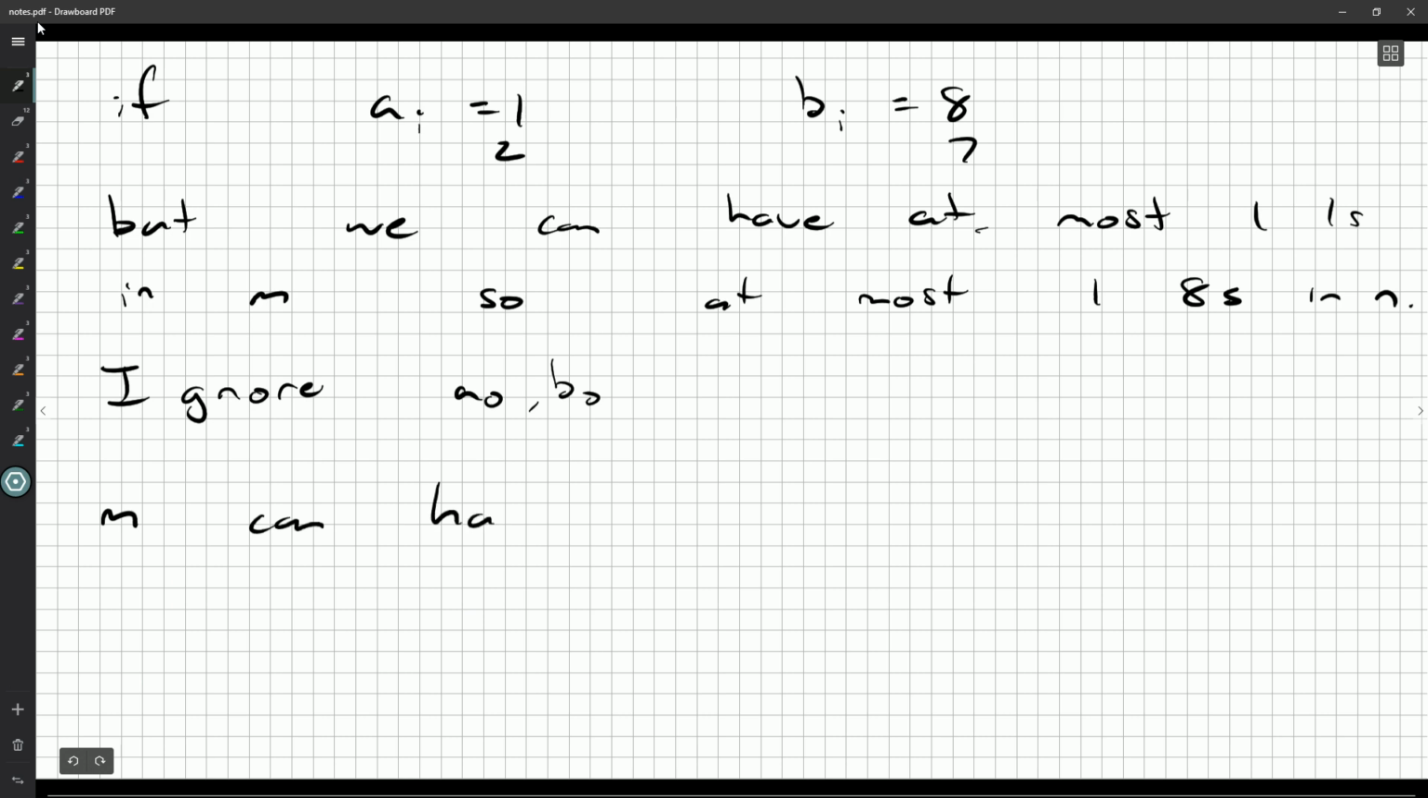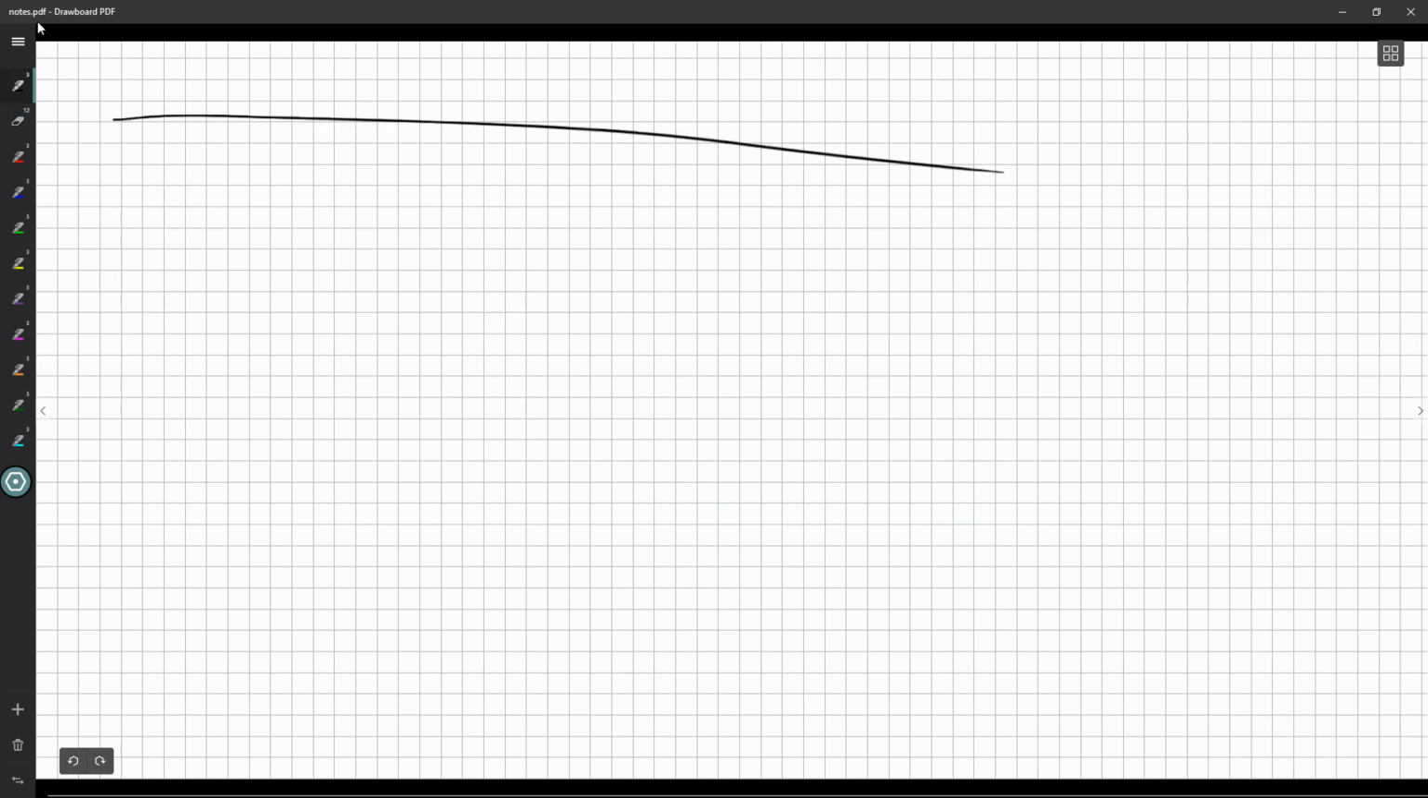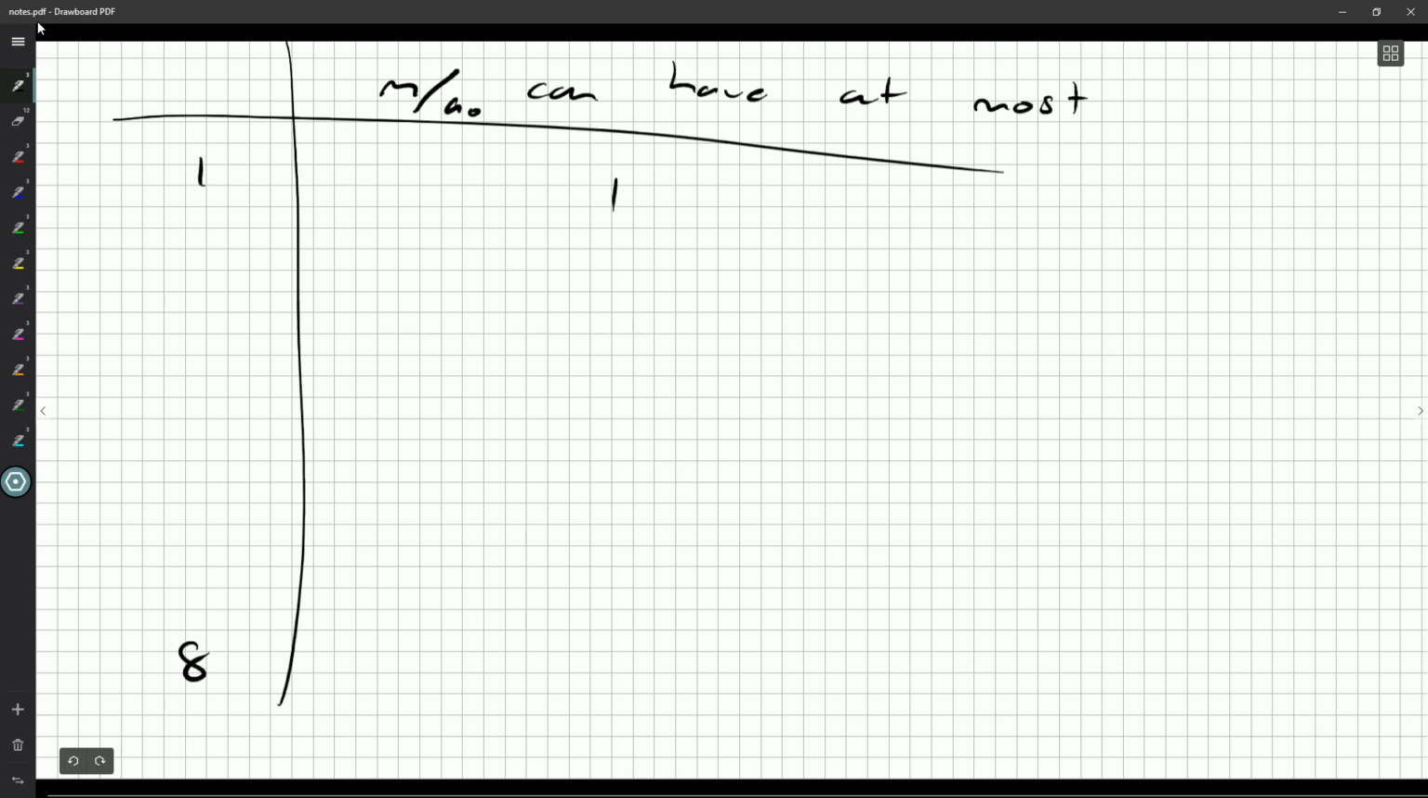Actually, let's just say M can have at most 1. No, I'm going to make a chart. I think it's just easier to lay out my information. M, sort of ignoring A0 for a moment. So you can have at most 1 1, and that means at most 1 8.